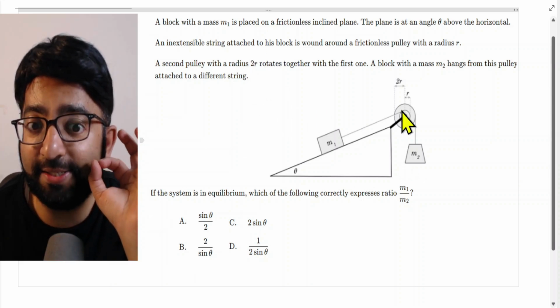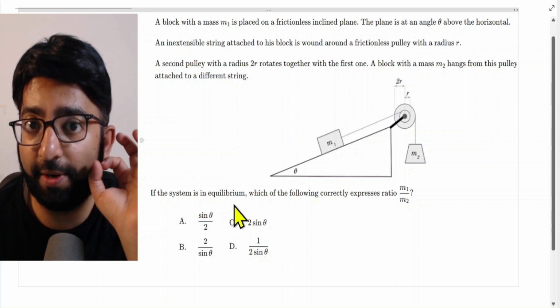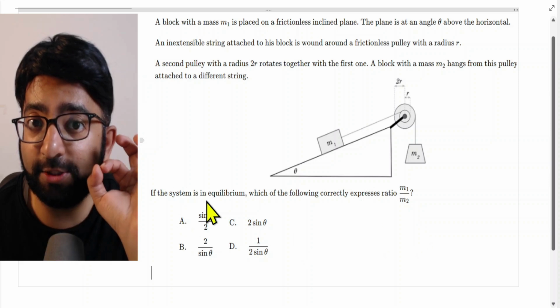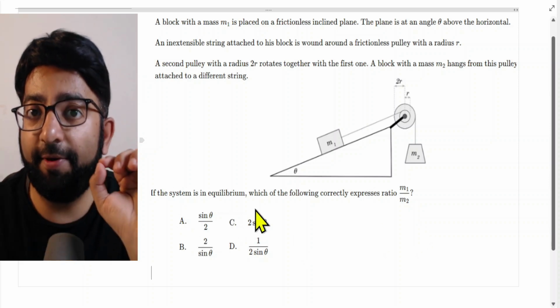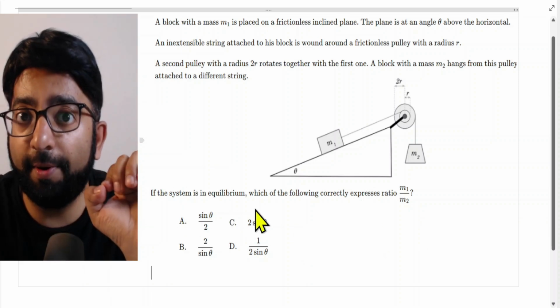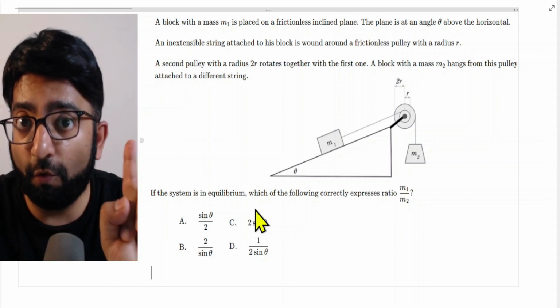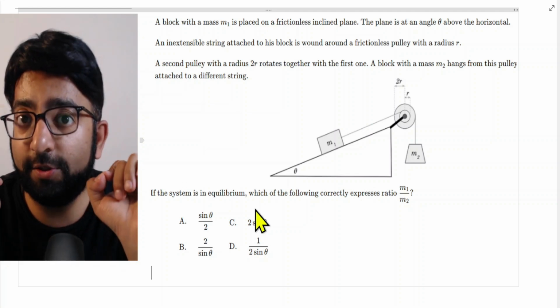Now this entire system is in equilibrium as the question has mentioned. We need to figure out the ratio of M1 by M2. Now the question has specified equilibrium, which means we can say the system is in linear equilibrium as well as rotational equilibrium, which means we need to balance the forces as well as we need to balance the torques.